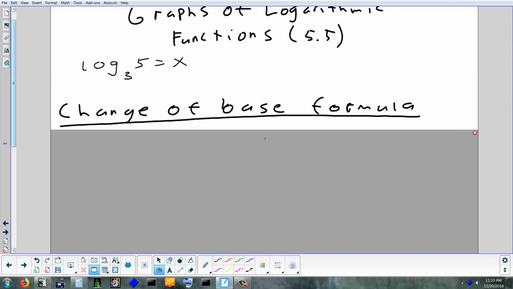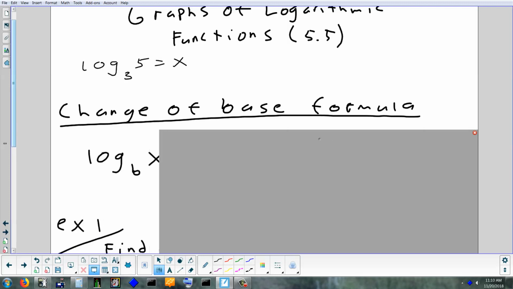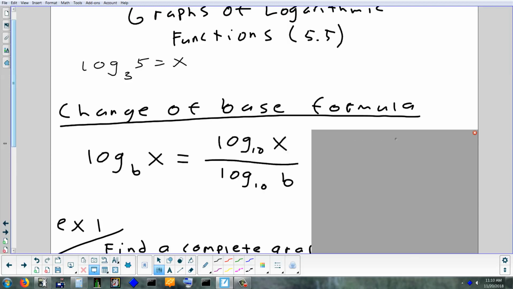So I'll show you what the formula is, and then we can try doing an example. If you have log base b of x, there's actually two ways you can type this in. It does not matter which way you do it. The first way is using the common log button. All you have to do is take the common log of the argument and divide by the common log of what's in the base.